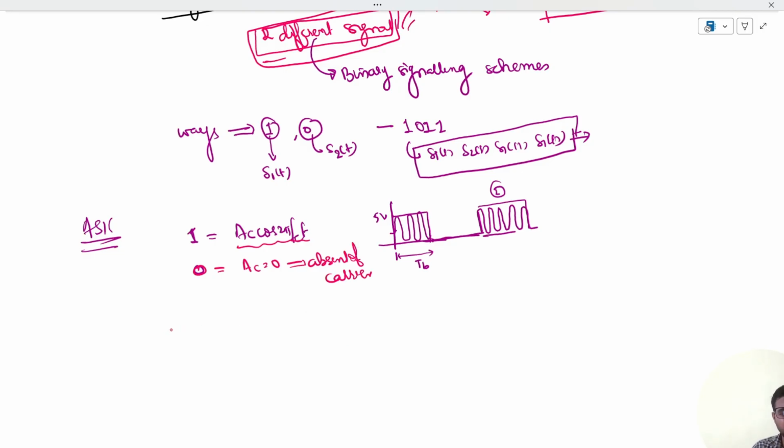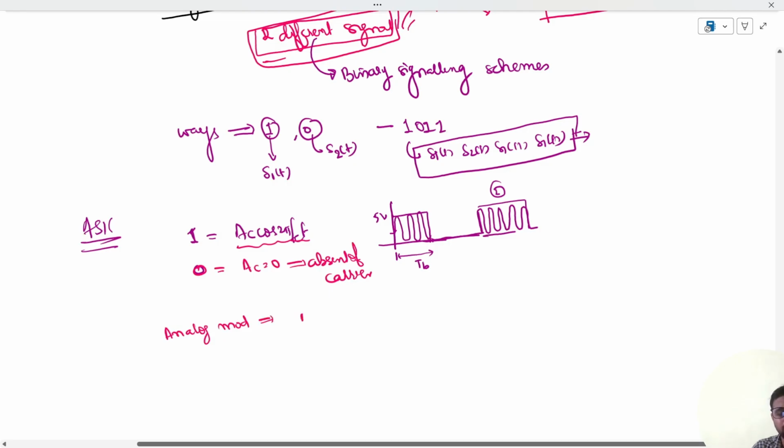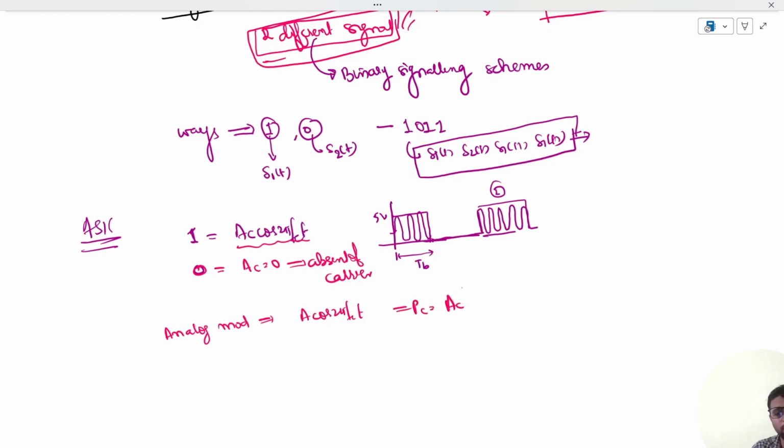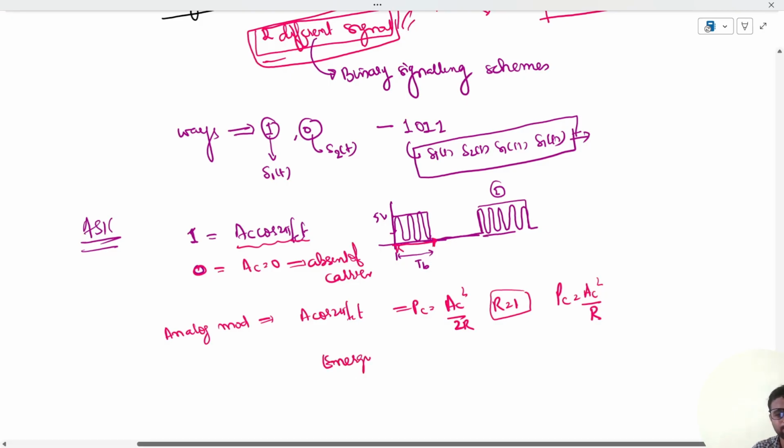Now, in analog modulation techniques, we have seen that for A_c cos 2π f_c t, the power of the carrier is A_c squared by 2R. If R is taken as the unit resistance, then power is A_c squared by 2. But since here we have a limited signal, only up to T_B, we define energy, and energy is nothing but power into time.